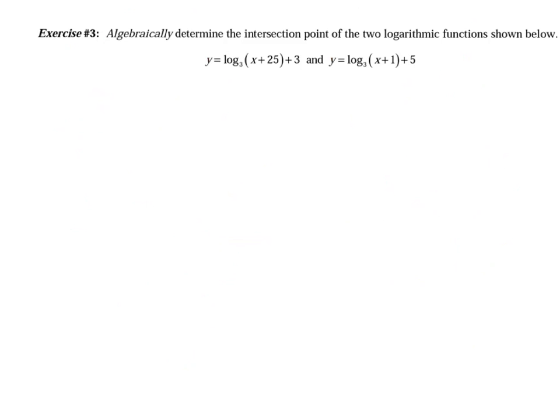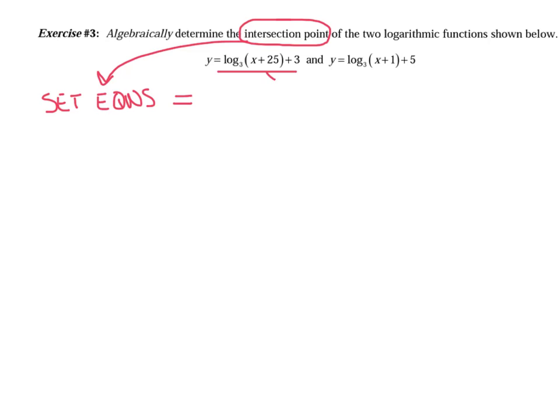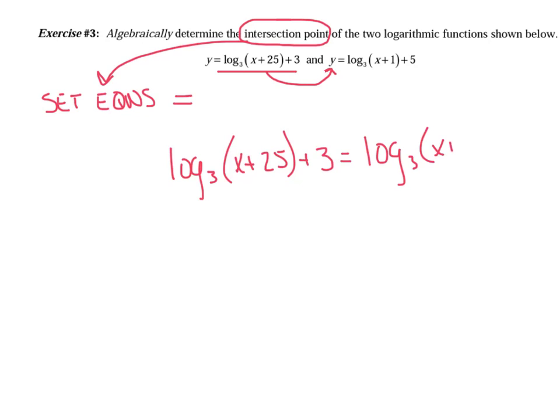Alright, we're going to see a little feistier example here. And the first thing I want you to say to yourself, well, when they ask for an intersection point, we're going to just set the equations equal to each other. Okay, set the equations equal. Or in other words, you could think of it as the substitution method as well. You know, we're going to take this quantity right here and substitute it in for y so that it says the log base 3 of x plus 25 plus 3 equals log base 3 of x plus 1 plus 5.